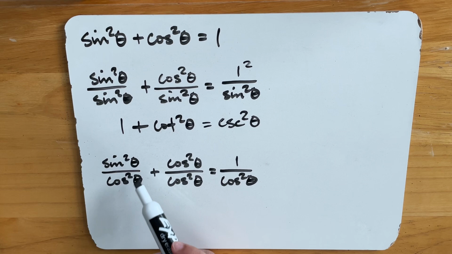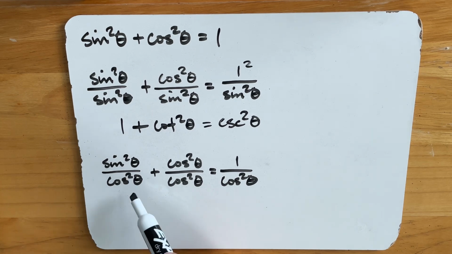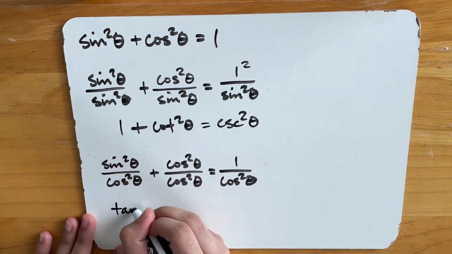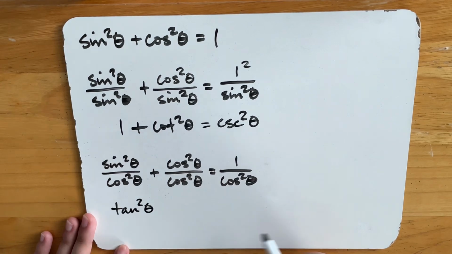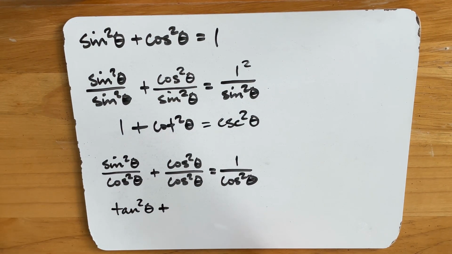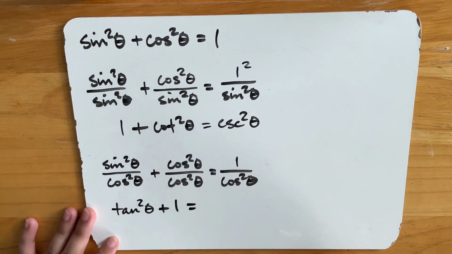Now we just do the re-expression. Sine squared theta over cosine squared theta: we know sine theta over cosine theta is just tangent theta. So we've got that squared, pull the square out, do exponent rules, and we'll get tangent squared theta. And plus cosine squared theta over cosine squared theta. Numerator and denominator are the same, so it's going to be 1. And then 1 over cosine squared theta.